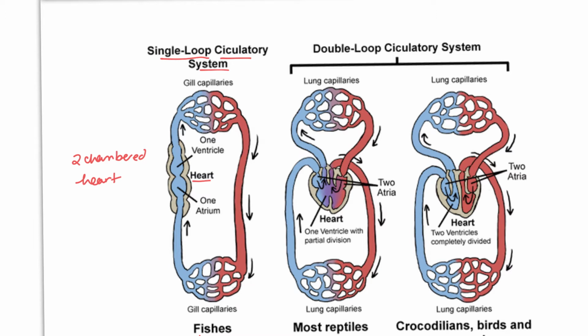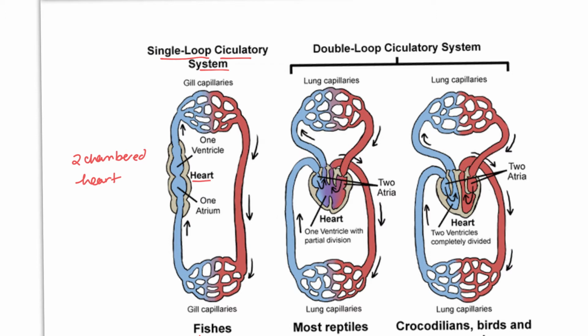So, because fish are less metabolically active than other animals, their circulatory system is sufficient for their metabolic needs. Whereas when we start to think about more metabolically active animals like mammals, we then need a more complex system, and that's why we have a double circulatory system. But before we get to mammals, let's take a look here.